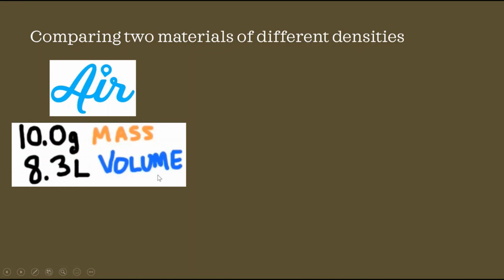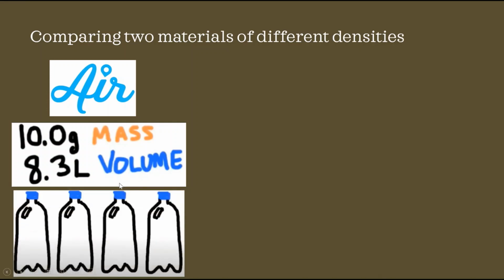What you can conclude about 8.3 liters of volume is that it takes more than four 2-liter Coke bottles. Imagine each 2-liter Coke bottle: four times 2 is 8 liters, but it is 8.3. So a volume more than four 2-liter Coke bottles can be occupied by only 10 grams of air. Okay.